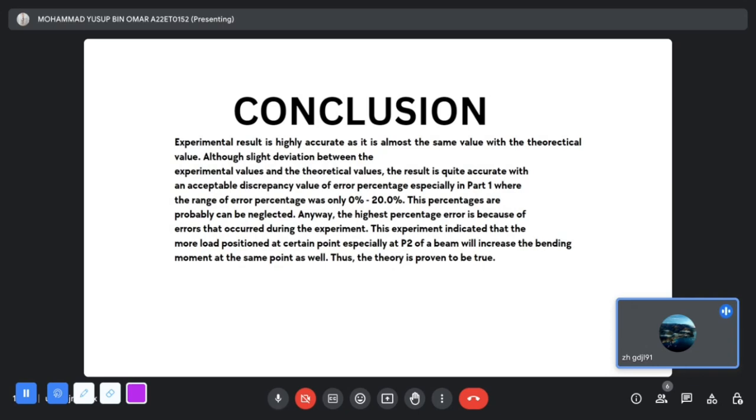We also found that in this experiment, placing more load at a certain point, especially at P2 of the beam, will increase the bending moment value at the same point as well. Thus, the theory is proven to be true.